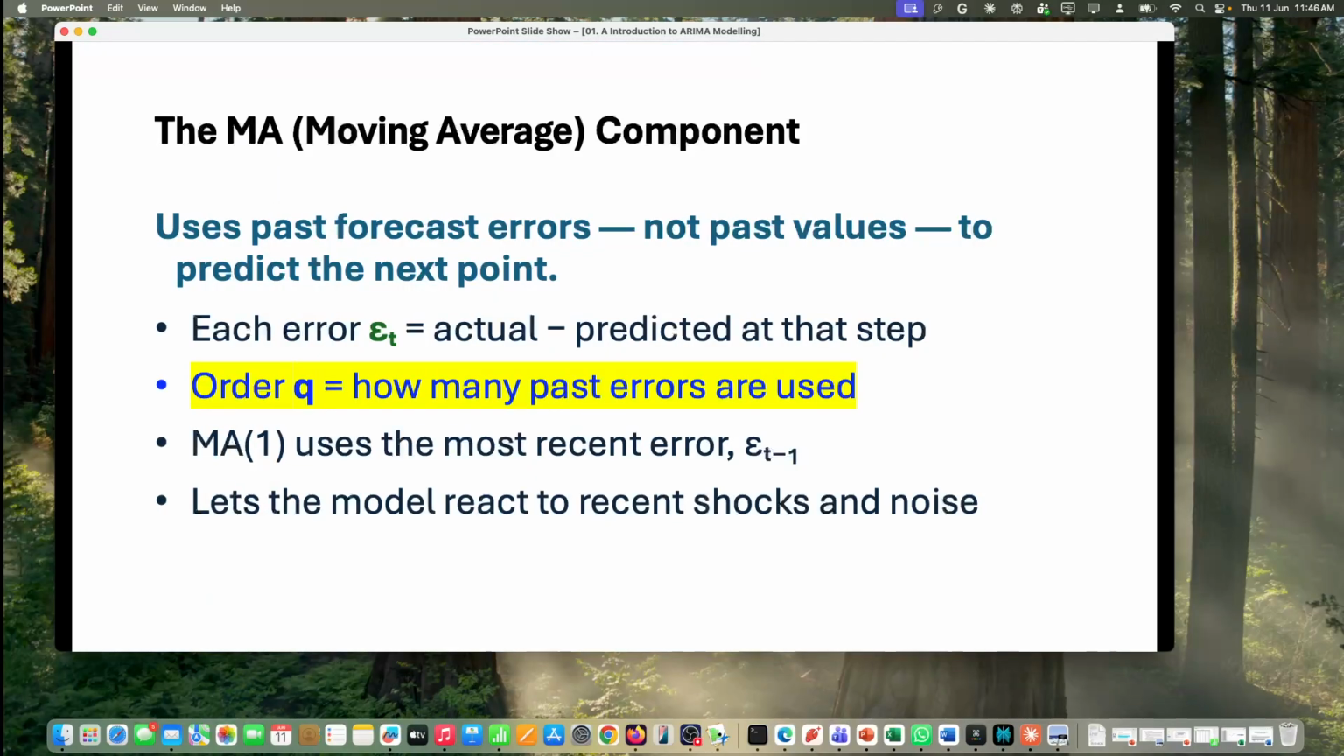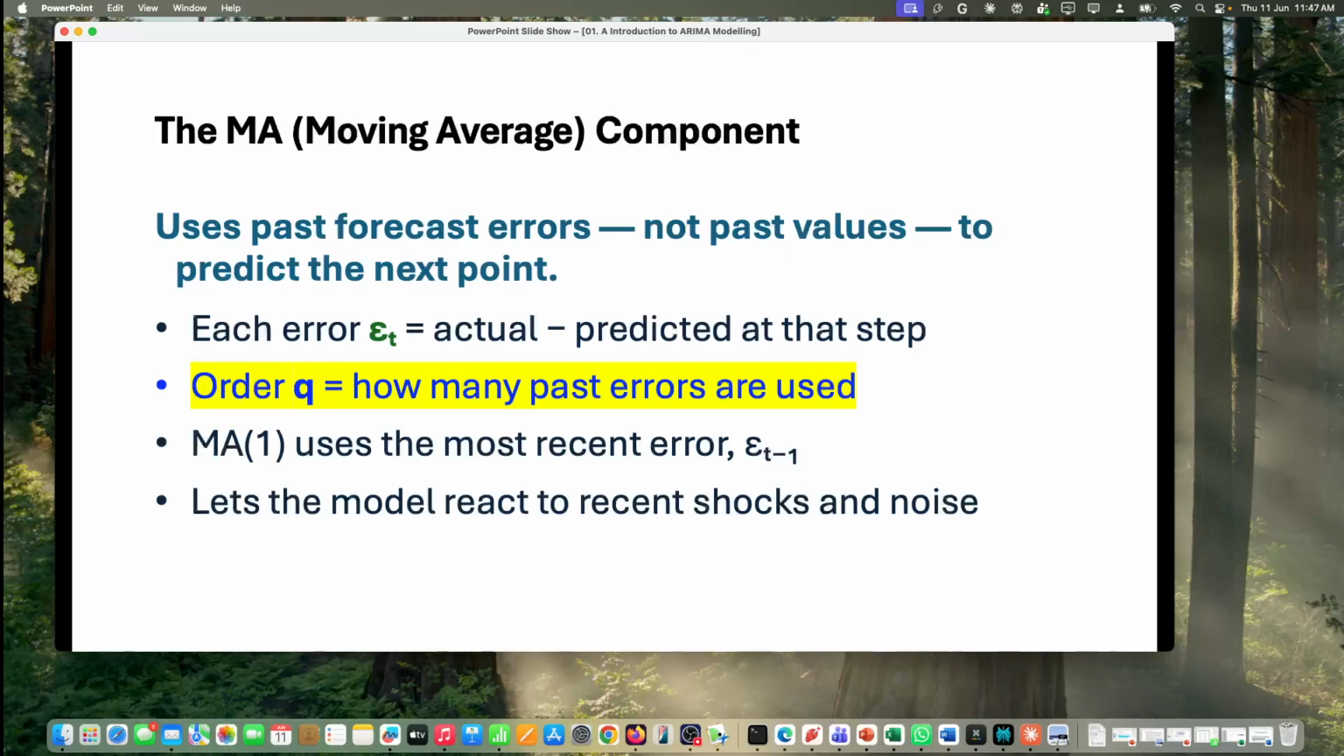The third important component is the moving average component. Here we are using the past forecast errors, not the past values. The current error, epsilon t, is equal to actual minus predicted. What is an error? It is always actual minus the predicted, that is nothing but the difference. The order Q depends upon how many past errors we use. When you say MA1, that means we use the most recent error, epsilon t minus 1, and let the model react to it.